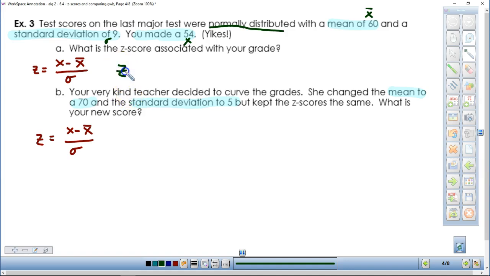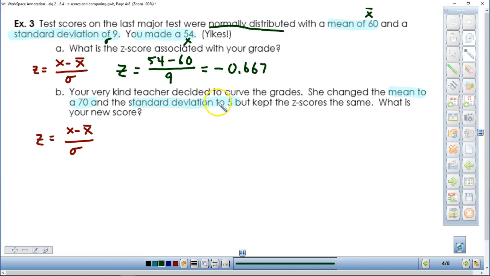So we're going to say z is equal to your score, ouch, 54, minus the mean. Well, obviously students did not do well on this test, divided by the standard deviation of 9. After subtracting 54 minus 60, -6, and then dividing by 9, you get a z-score of -0.6666667. It's basically -2/3, right? So this tells us that your score is less than the mean, but not quite a full standard deviation below the mean. Your very kind teacher decides to curve the grades.